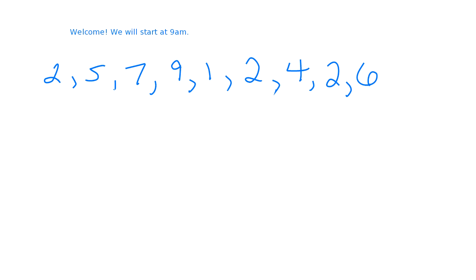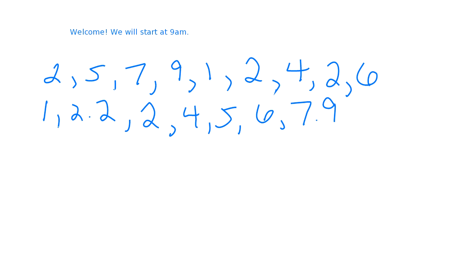Okay, so first thing you want to do is reorder them. So you have 1, 2, 2, 2, 4, 5, 6, 7, 9. So I have 9 numbers. Right. Okay, the median is always just the middle number. So the median is here, number 5. There's 4 below it and 4 above it.